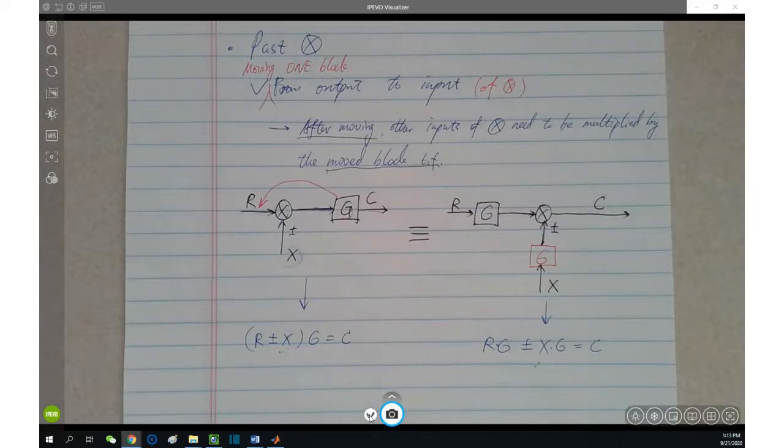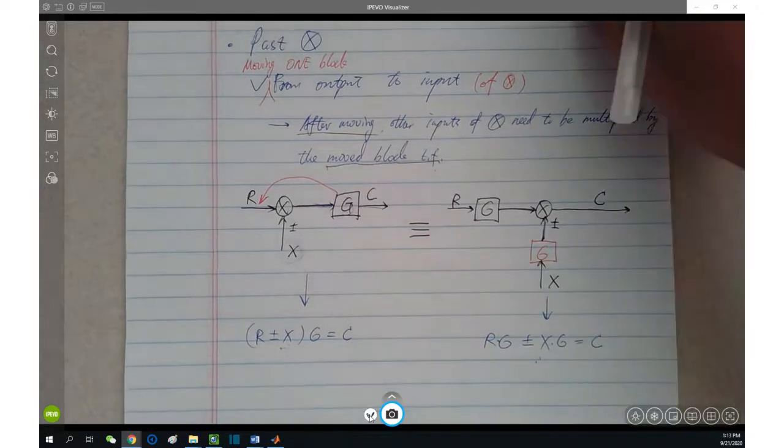Yeah, actually, so if the end result equals C, then the whole diagram equals the other diagram. Is that what you're saying? Yes, two diagrams must be equivalent. After moving, you have to achieve this. You have to guarantee this. Otherwise, your moving is illegal, basically. You can't do that. All right, if this is fine, then we can move on to the second one.